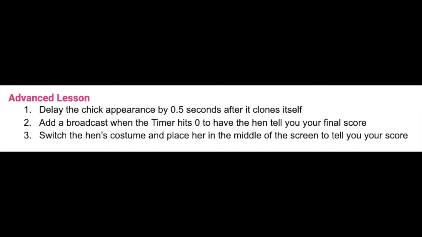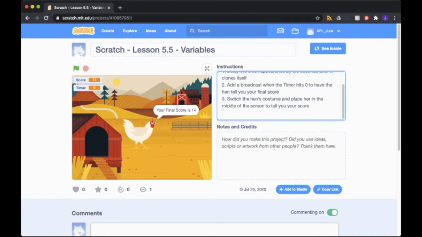For our advanced lesson today, I delayed the chick's appearance by 0.5 seconds after it clones itself, so it moves at a slower pace. Second, I added a broadcast so that when the timer hits 0, the hen tells you your final score. Lastly, I switched the hen's costume and placed her in the middle of the screen when she tells you your score. I hope you give this a try, and we'll see you in our next lesson.